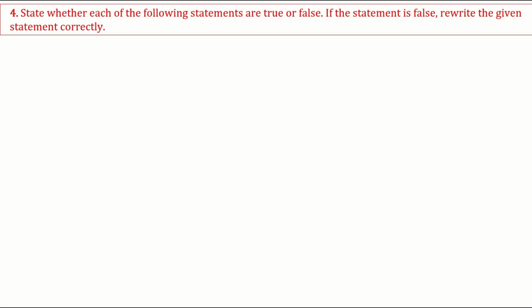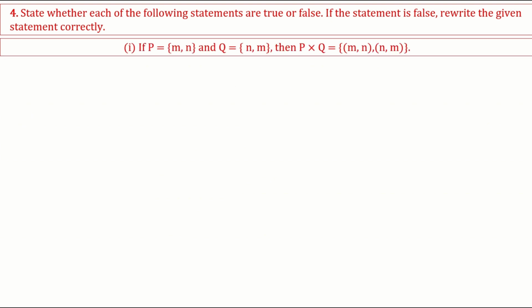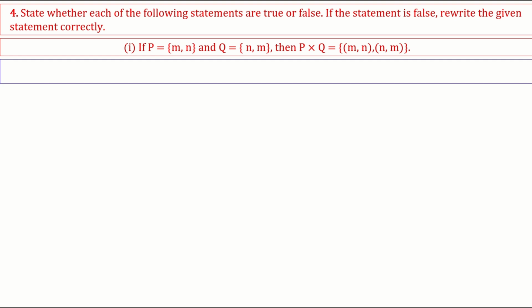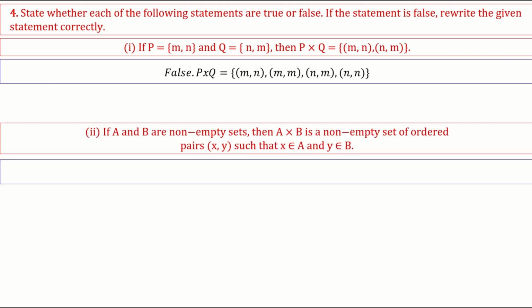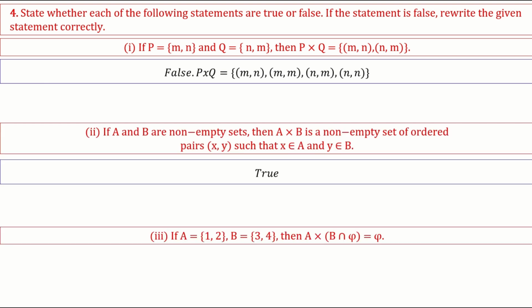Okay, next, true or false statements. Is it correct? It is false because P cross Q has more elements actually. It should have 4, right? Number of elements in P is 2, number of elements in Q is 2. So 2 by 2, you should get 4 elements in P cross Q. So that's false. Okay, and this is another one which is true.